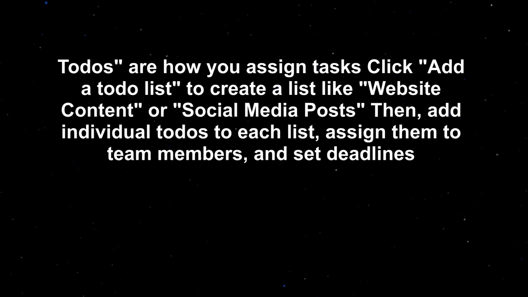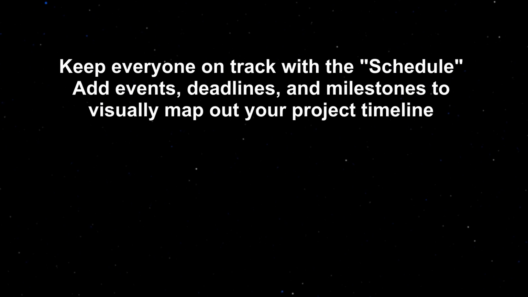Click Add a to-do list to create a list like website content or social media posts. Then, add individual to-dos to each list, assign them to team members, and set deadlines. Keep everyone on track with the schedule. Add events, deadlines, and milestones to visually map out your project timeline.